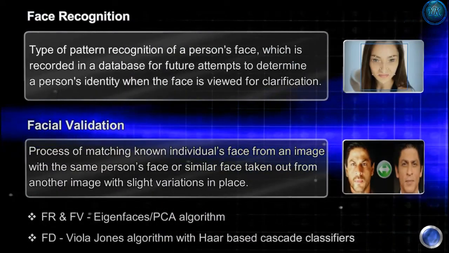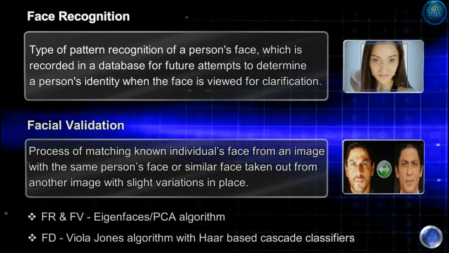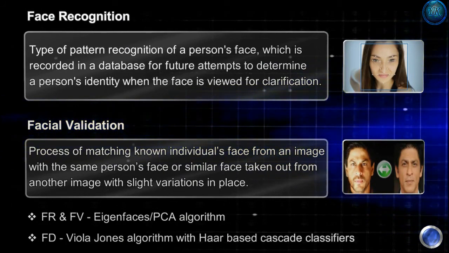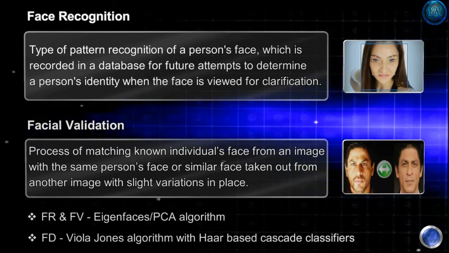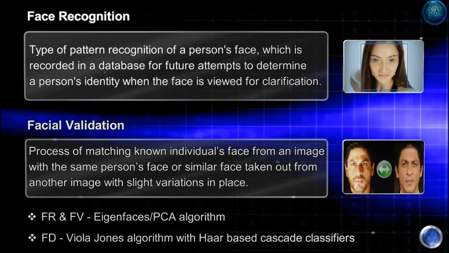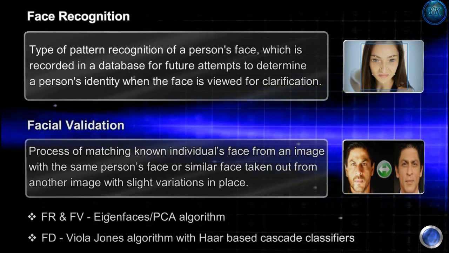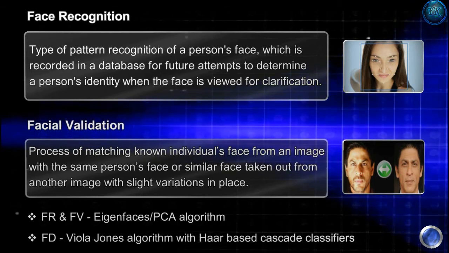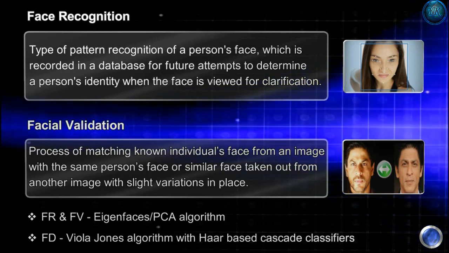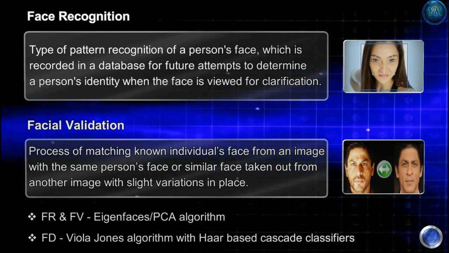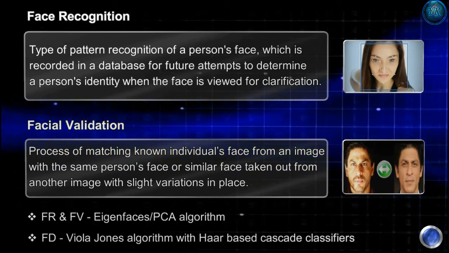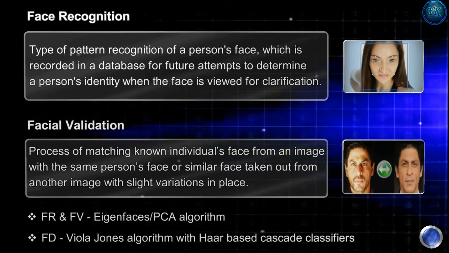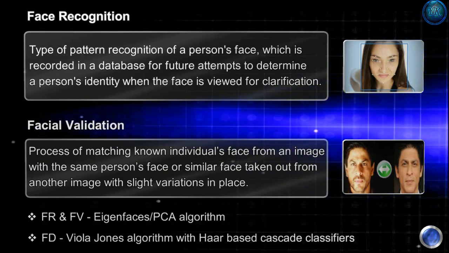Getting into the literature review section, face recognition, as we know, is a type of pattern recognition of a person's face which is recorded in a database for future attempts to determine the identity of the person when the face is viewed for clarification at a later stage. Facial validation differs from face recognition. It's a process of matching known individuals' faces with each other and seeing what differences arise alongside the similarity they have. Face recognition and facial validation were implemented using the Eigenfaces or PCA algorithm, while face detection was implemented using the Viola-Jones algorithm with Haar-based cascade classifiers.